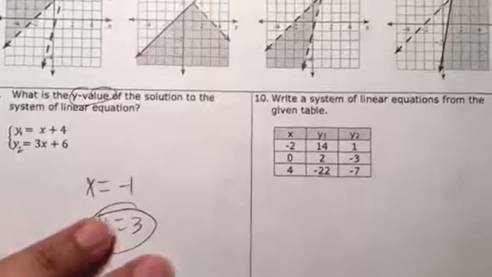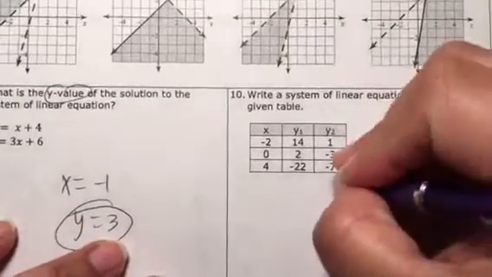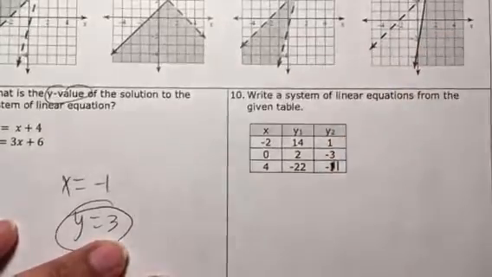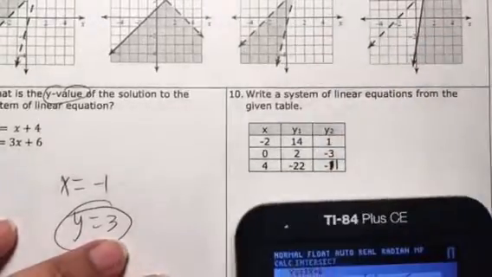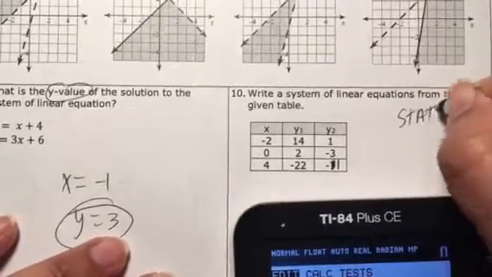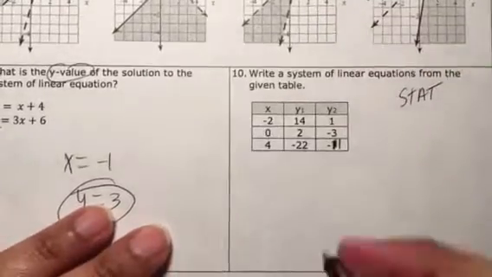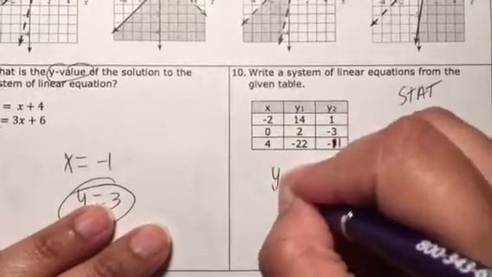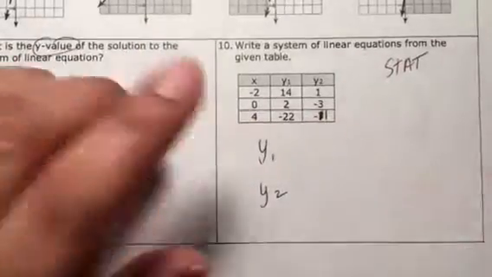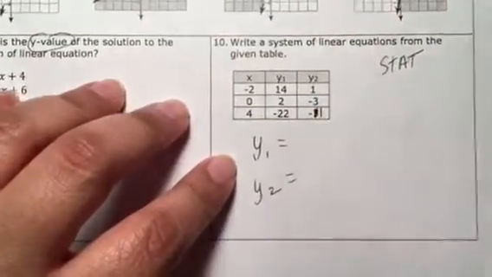Alright, so let's look at this last one. There was an error on this one, so if I can get y'all to change this number to 11. It was a typo. Okay, so this is a stat question. And what you're going to do is you're going to find 2 separate equations. You're going to have a y1 and a y2. So it gives you a table and it tells you what's your 2 equations for this.